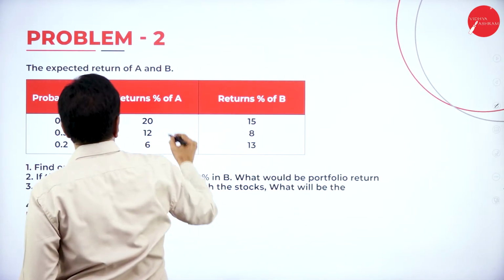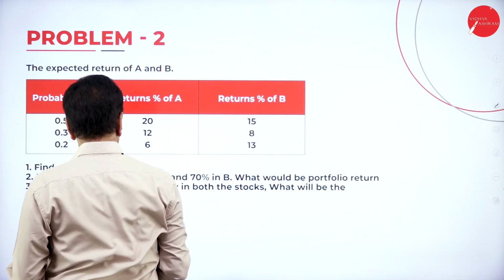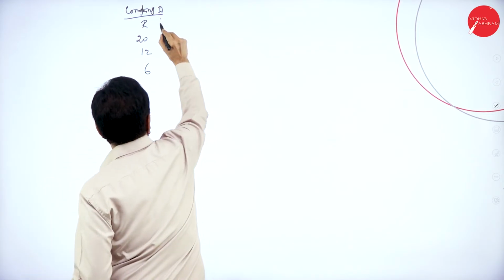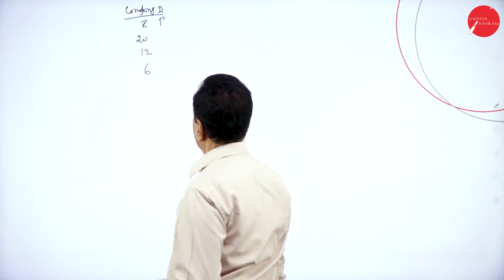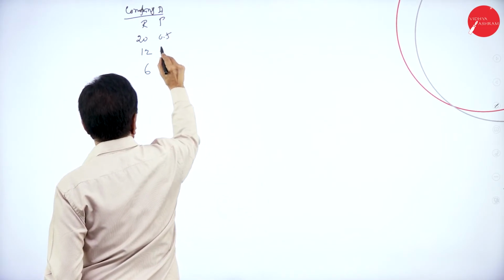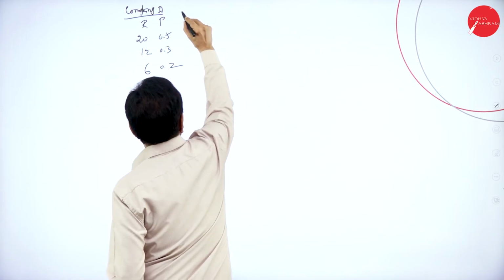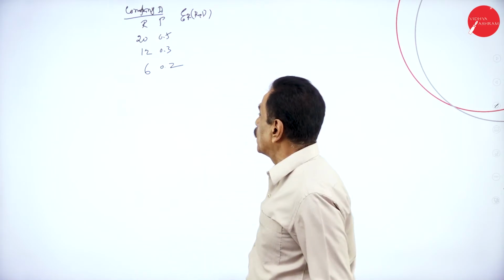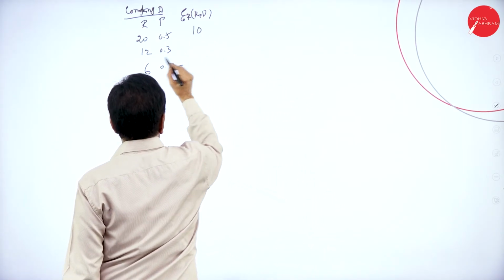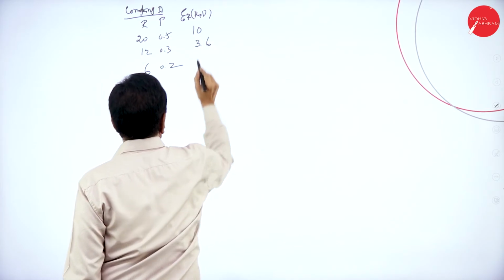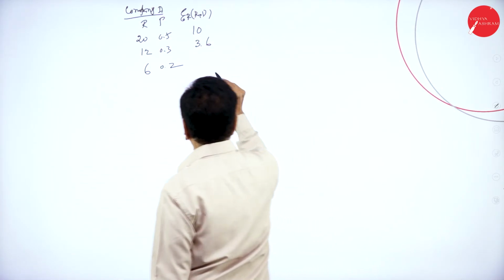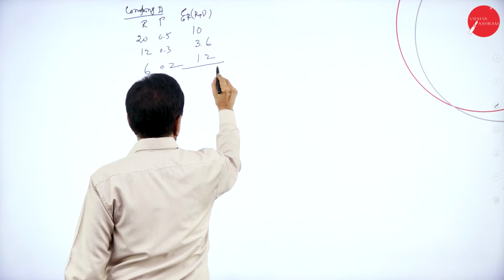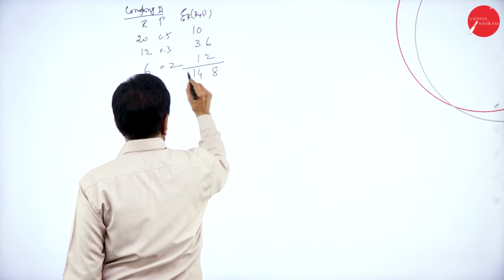Returns are 20, 12, 6 with probability 0.5, 0.3, 0.2. Expected return is R into P. 20 into 0.5 is 10. 12 into 0.3 is 3.6. 6 into 0.2 is 1.2. Add: 14.8 expected return.